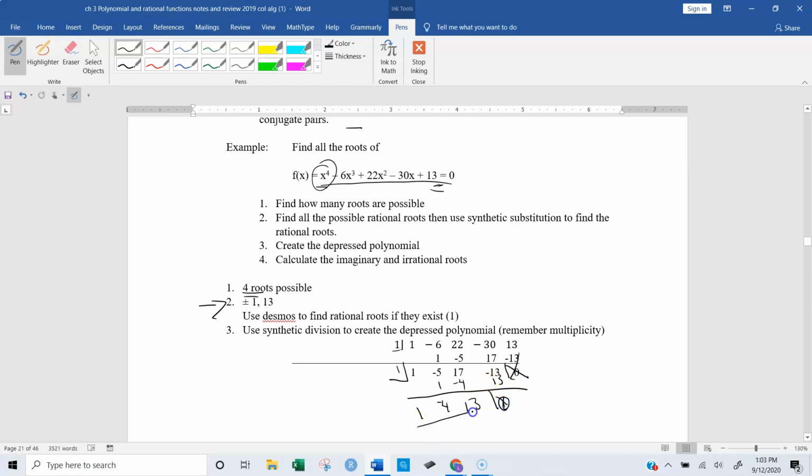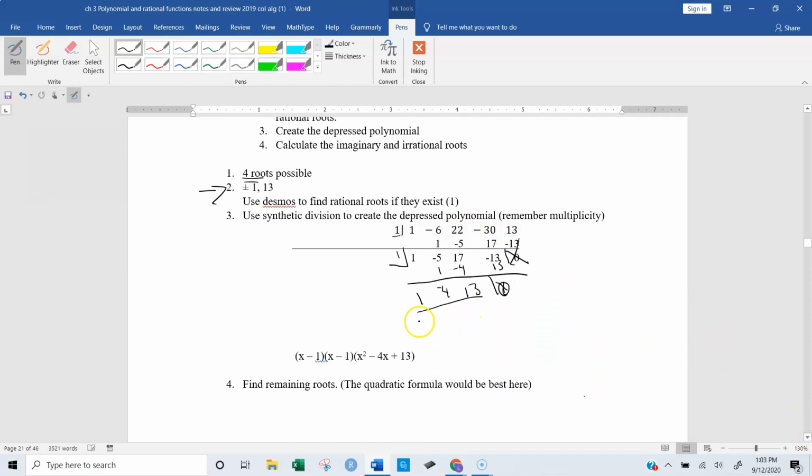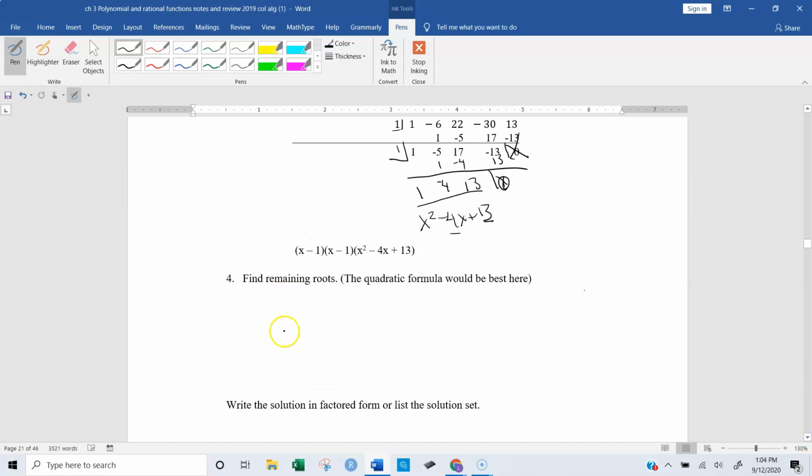So now this here is my depressed polynomial. Well, since there's only 3 of them, I know that that's a squared. So this is x squared minus 4x plus 13. I know the factors of 13 are not going to give me 4 since it's prime and there's only 1 and 13. So now we're going to do the quadratic formula. So x equals the opposite of b plus or minus the square root of b squared minus 4ac, all over 2a.